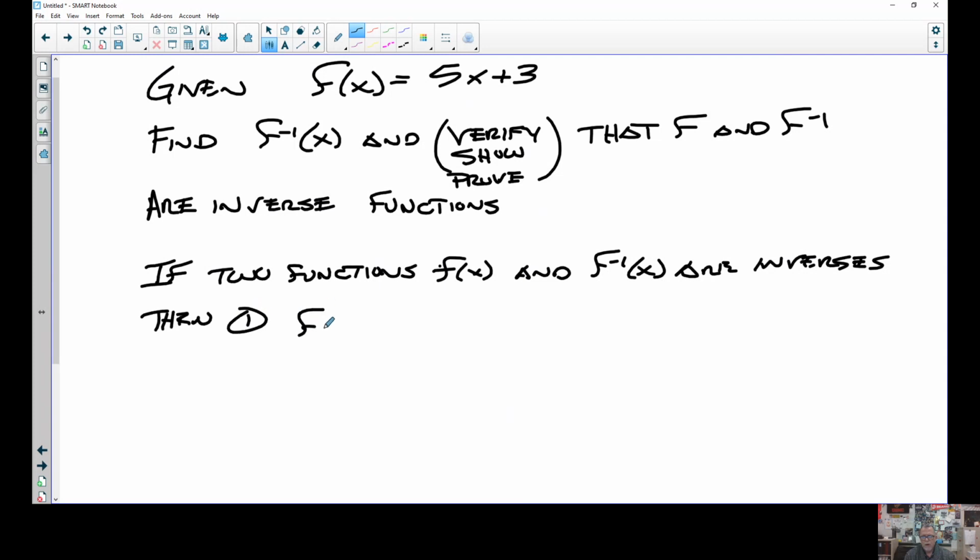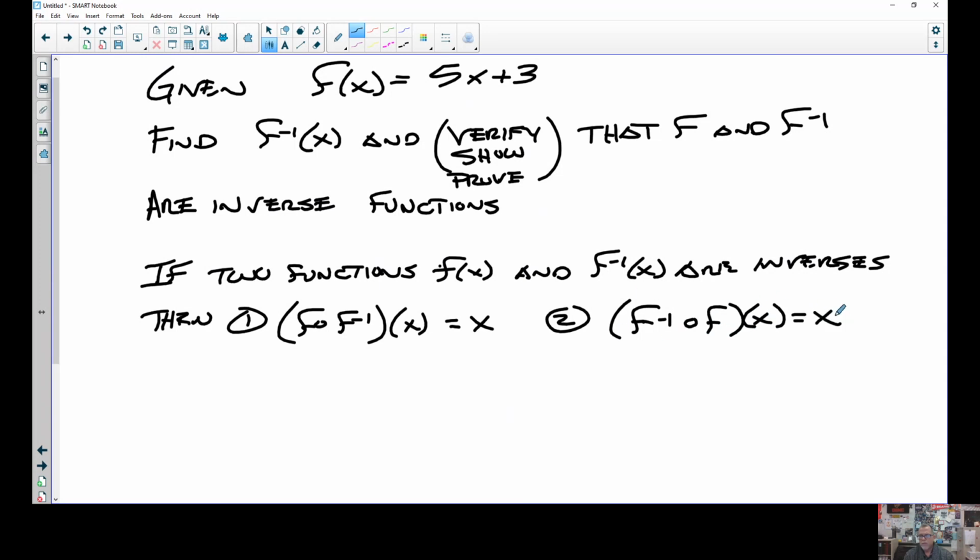First, f of f inverse of x equals x, and two, f inverse of f of x is equal to x. So we have to show that. We have to prove this, that once we find this inverse, we have to verify or prove by using this definition, by doing the composition both ways. So again, something else we've done this year that we're going to have to use again, that composition of functions.